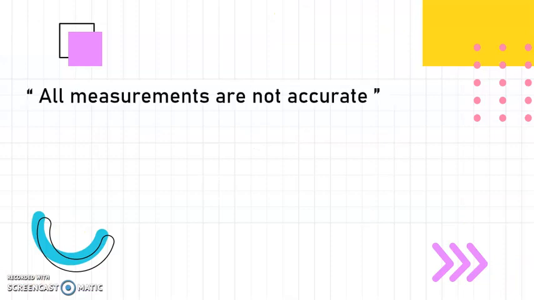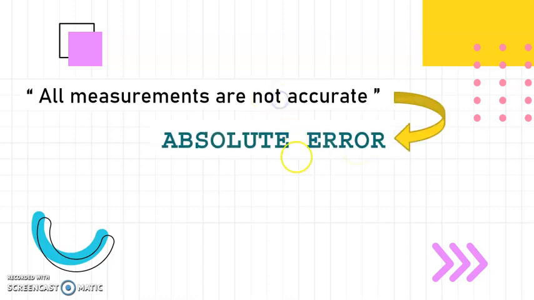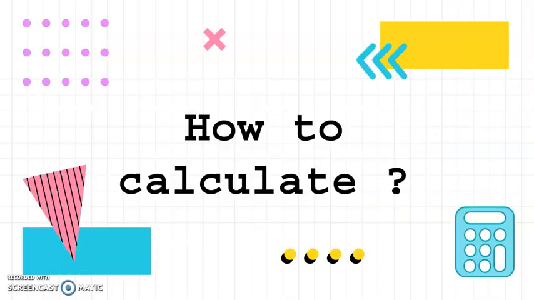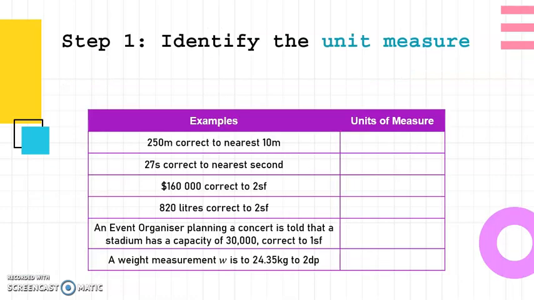The limit of accuracy exists because all measurements are not exact, there is an existence of an error. So if a number or measurement has been rounded, it is important to consider what possible values the exact value could be. So how do you calculate these limits of accuracy? We will follow three steps.